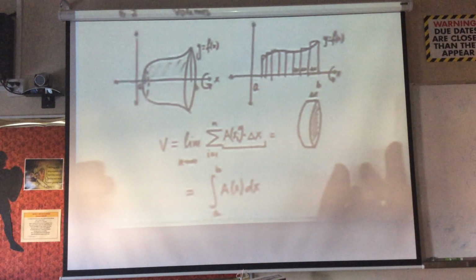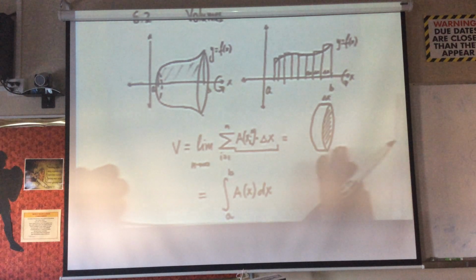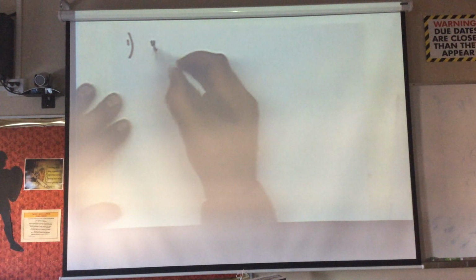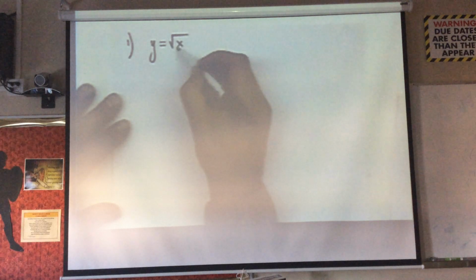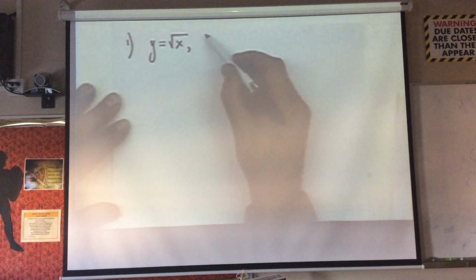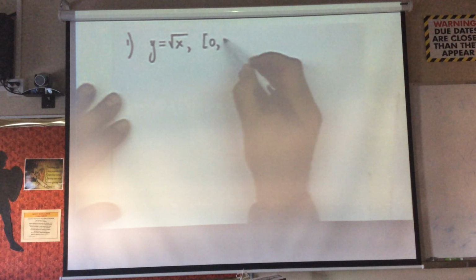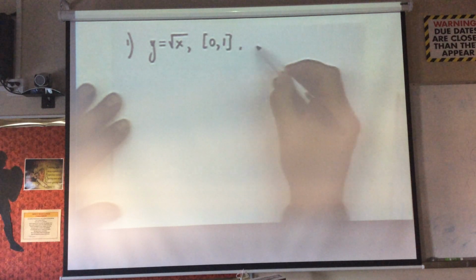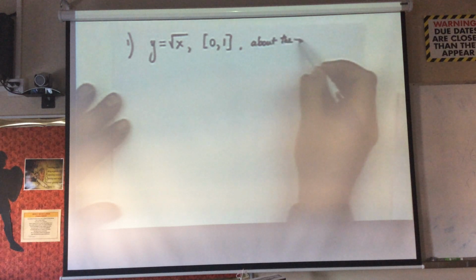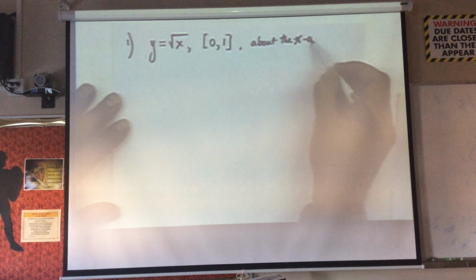So let's go to a very simple first example and see how this can be done. And let's see how far I can go. So example number 1. Let's say I have a function, y equals square root of x, and I have to find the volume on interval from 0 to 1, and I'm going to take this about the x-axis.